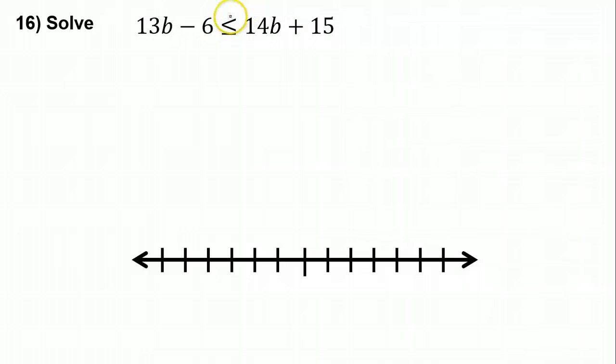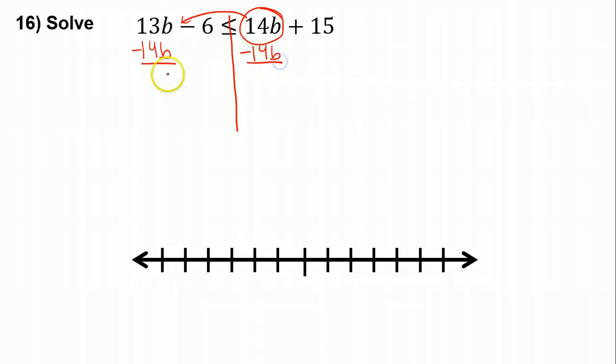For number 3, so we're going to solve this one. We'll move all of our variables over here. So that'd be negative 1b. Move our negative 6 over here by doing the opposite.